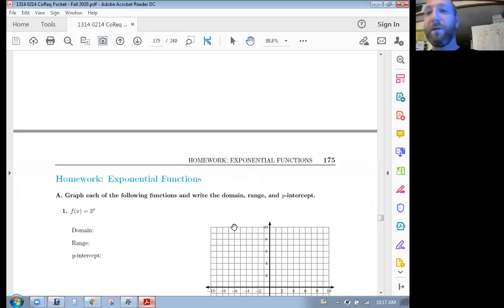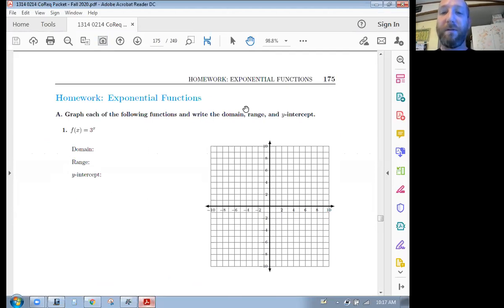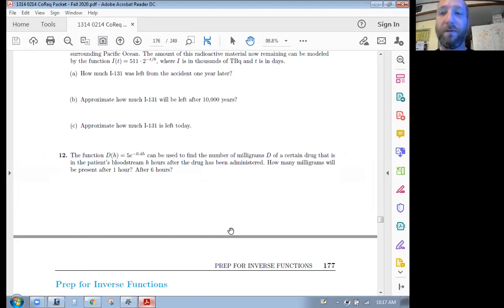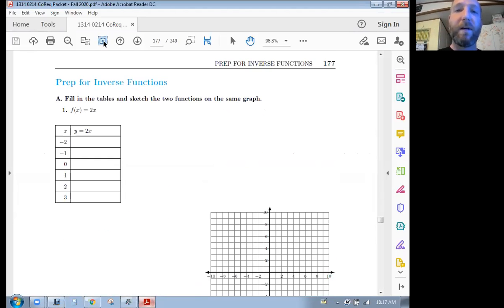So here's your homework for exponential functions. There we got 2 pages of homework, not bad. All right, inverse functions.